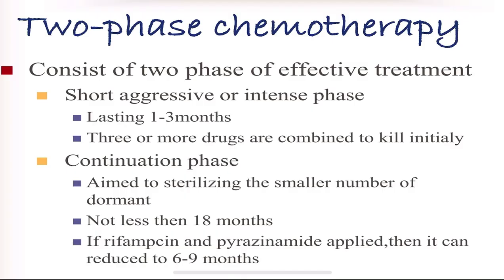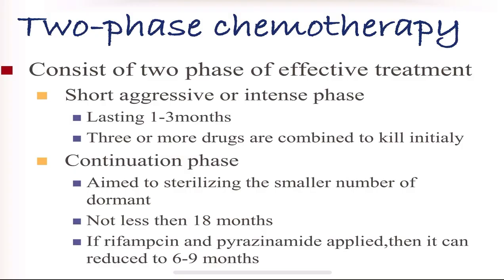Moving further to two phases of chemotherapy. It is well recognized that there are two phases in effective treatment of tuberculosis. The first phase will be a short, aggressive and intense phase, which lasts for 1 to 3 months. So we see that the first phase, which is a very short, aggressive and intense phase, is seen early in the course of the treatment, and this treatment will last up to 1 to 3 months.